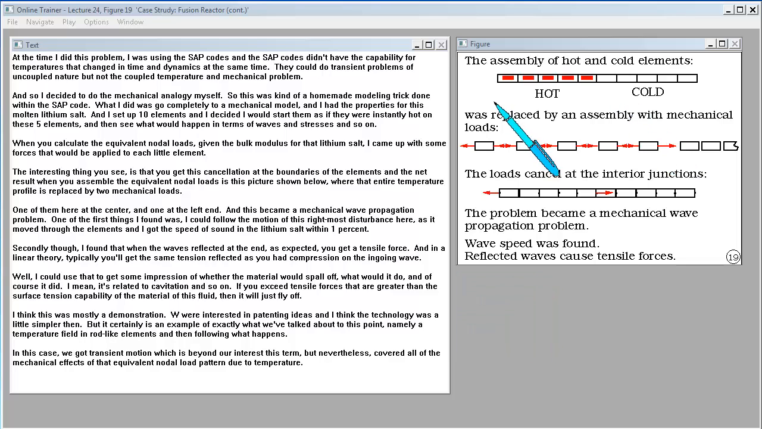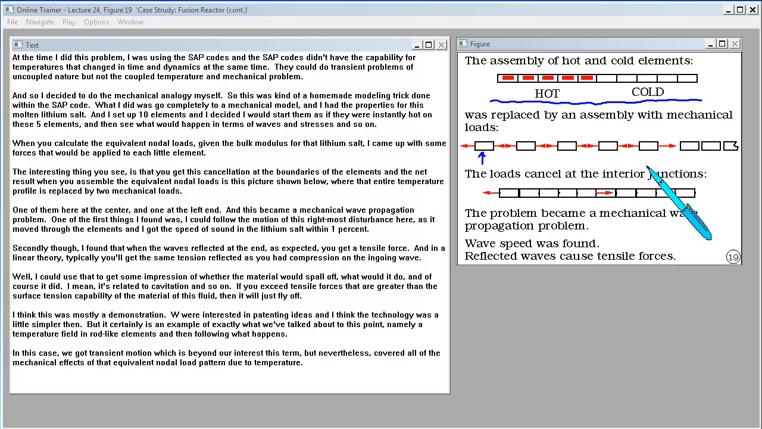What I did was go completely to a mechanical model, and I had the properties for this molten lithium salt, and I set up 10 elements, and I decided I would start them as if they were instantly hot on these 5 elements, and then see what would happen in terms of waves and stresses and so on. When you calculate the equivalent nodal loads, given the bulk modulus for that lithium salt, I came up with some forces that would be applied to each little element.